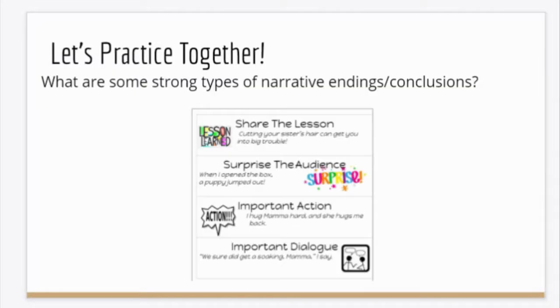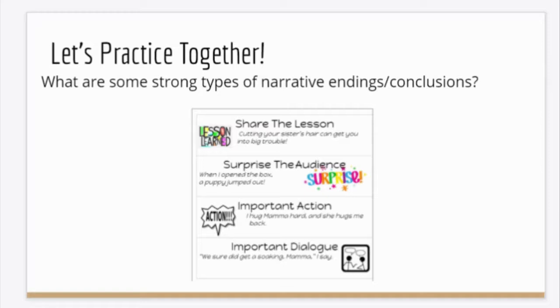So I want to pull up this chart from earlier in the year. We used these when we were working on our personal narratives. And they can apply when we're writing imaginative narratives as well. Here's a few different tactics you might like, and these are a little different from the videos we watched earlier, so just to give you some more options. You might want to share a lesson. In this example, I said cutting your sister's hair can get you into big trouble.